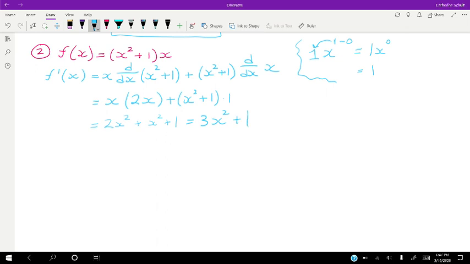Anybody solve it differently? There's another way of solving it. And that way is by distributing the x. And when you distribute the x, you can just use the power rule. So then the derivative, make sure you write f prime of x so we know what you're doing. Bring down the exponent and subtract 1. What's the derivative of x? It's 1. So different ways to do things. Some ways are more efficient than others, for sure.